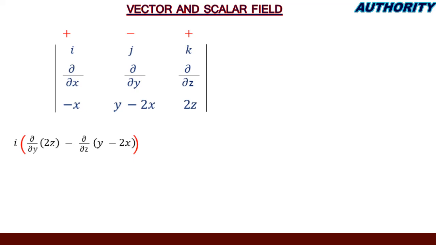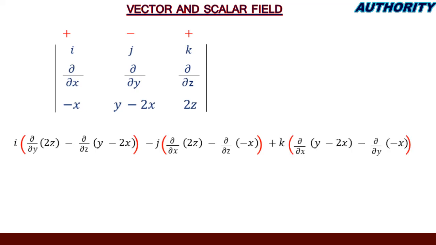Again, we have minus j. Minus j will cover the first row, second column. We have another 2 by 2 matrix, giving us the partial derivative with respect to x of 2z minus the partial derivative with respect to z of minus x. Now the next one, we have plus k. This plus k will cover the first row, third column, so we have another 2 by 2 matrix: the partial derivative with respect to x of y minus 2x, minus the partial derivative with respect to y of minus x.